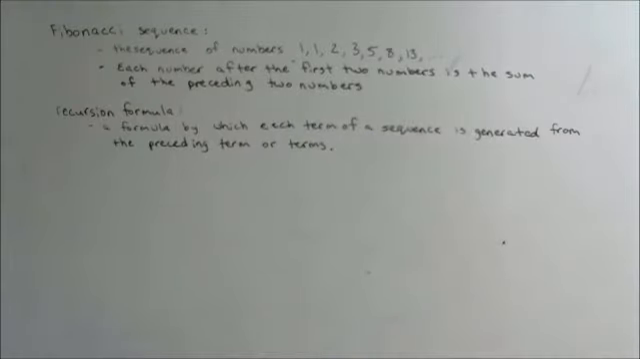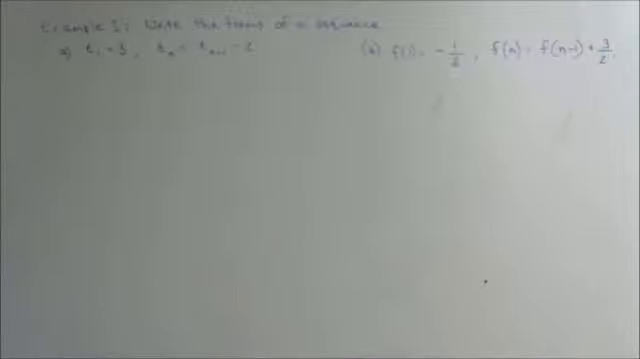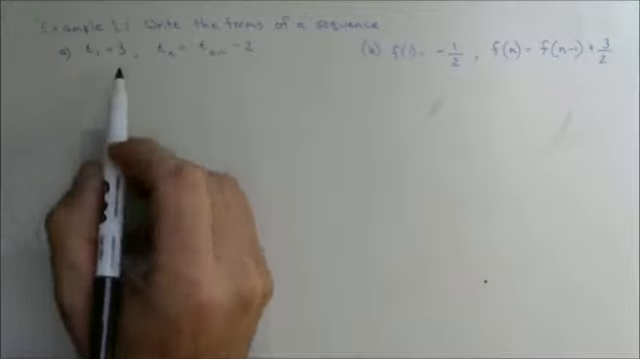All right, that means you need to know previous terms in order to get the next term and keep the sequence going. Example 1. We're asked to write the terms of a sequence given the recursion formula. There's not much to this. We're going to write the first 4 terms of each sequence, and we're going to look at A first.